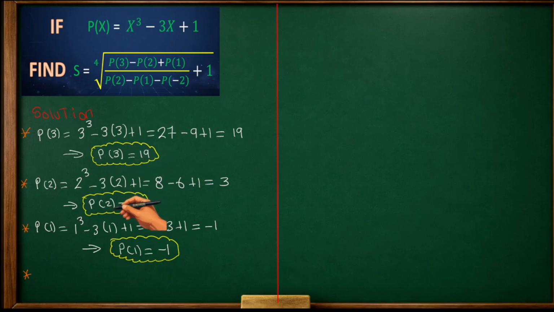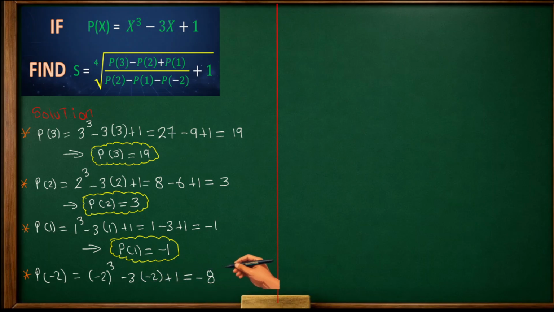P of 2 is 3. P of 1 is minus 1. Okay, p of minus 2 equal to minus 2 to the cube, minus 3 times minus 2 plus 1, equal to minus 8 plus 6 plus 1, equal to minus 8 plus 6 is minus 2, plus 1, minus 1. Then p of minus 2 equal to minus 1.